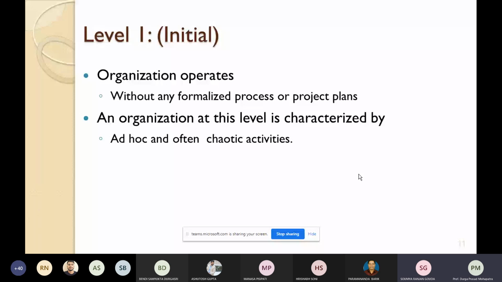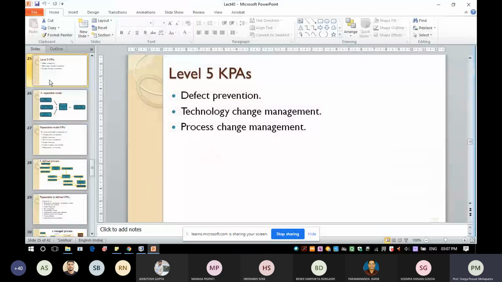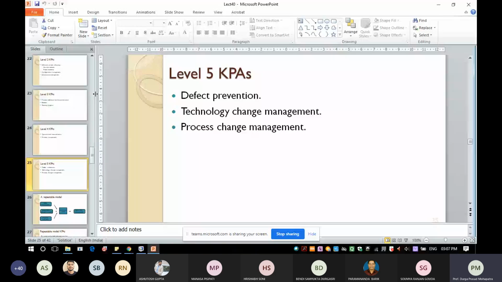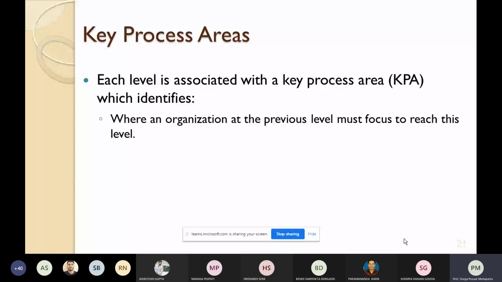So in level 5, what you can do, if you can... Excuse me, sir. Defect prevention, yes. Sir, we are still at level 1, we are still at the level 1 slide. Level 1. So now is it visible? Hello? Yes, sir, it is visible. Sir, KPA, key process areas. Yes. Okay, then it is okay.